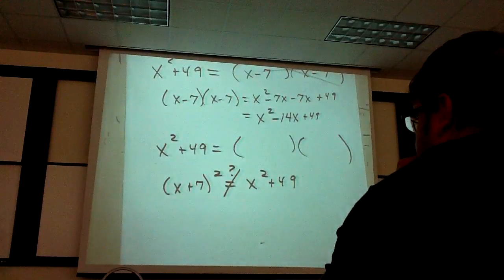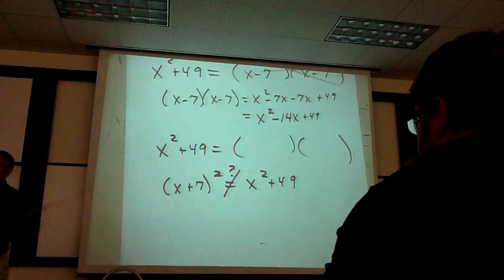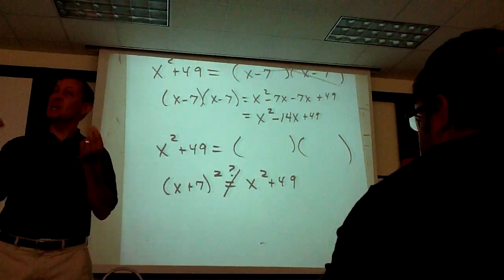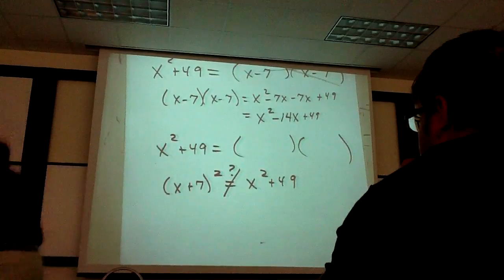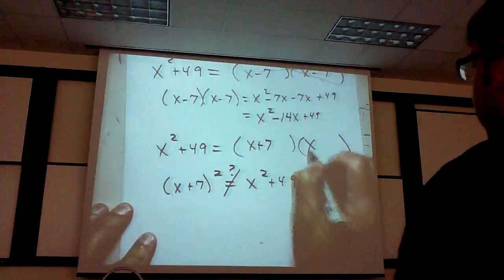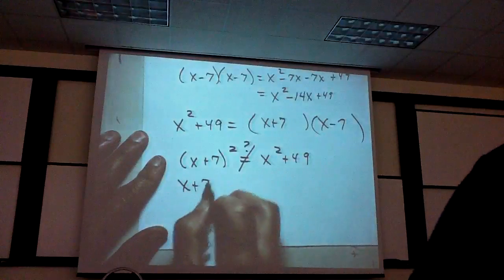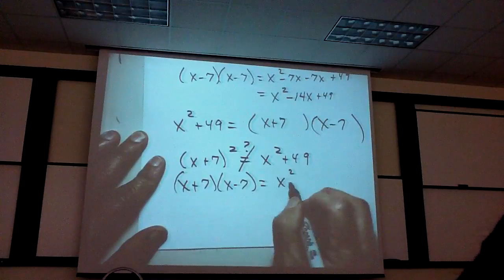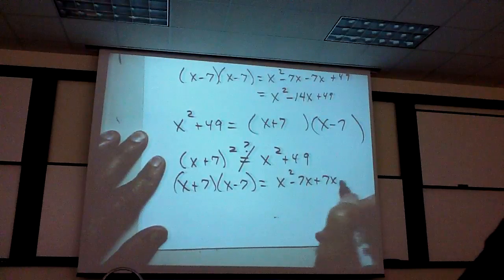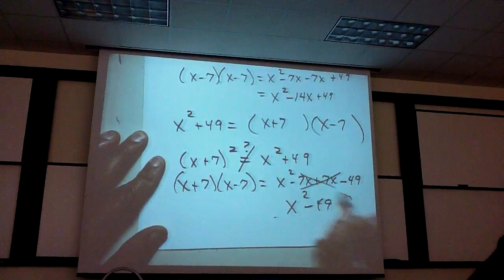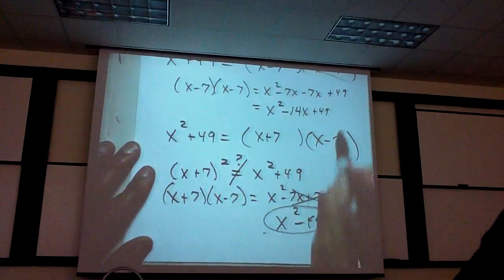Another one. x plus 7 times x minus 7 is x squared minus 7x plus 7x minus 49. I get x squared minus 49. That's the difference of 2 squares. That's how the difference of 2 squares factors.